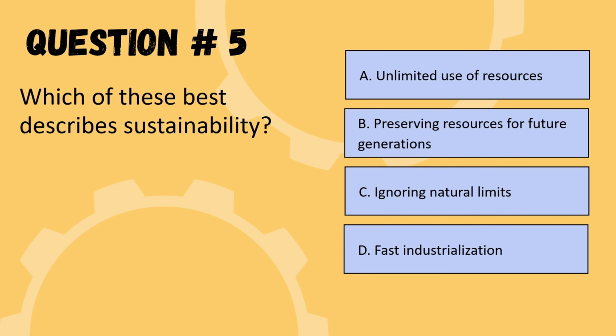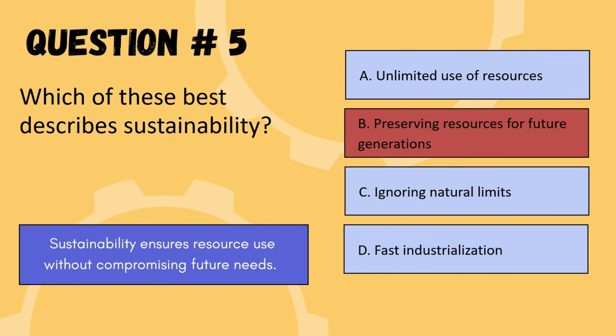Which of these best describes sustainability? Options are unlimited use of resources, preserving resources for future generations. Option C, ignoring natural limits, or fast industrialization. So your correct option is option B, preserving resources for future generations. So we are moving to the next question.